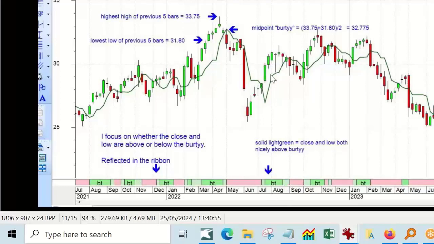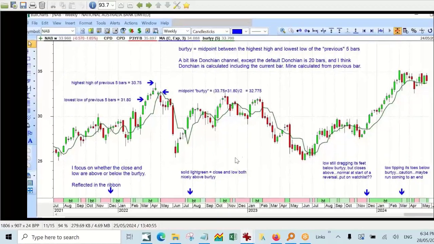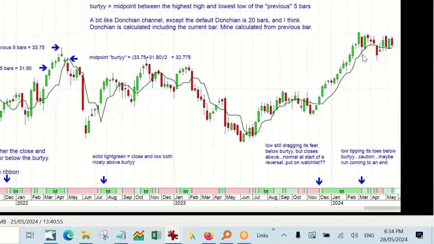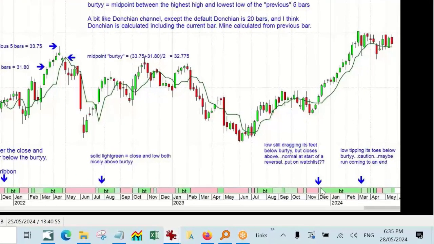Say, as I said, solid green here, like here, trending nicely above the Burtyy on the weekly chart. And here it sort of precedes a very nice trend. There it comes in on normal activity. The low is still below, and the buyers come in, and it closes above the midpoint of the last 5 bars.